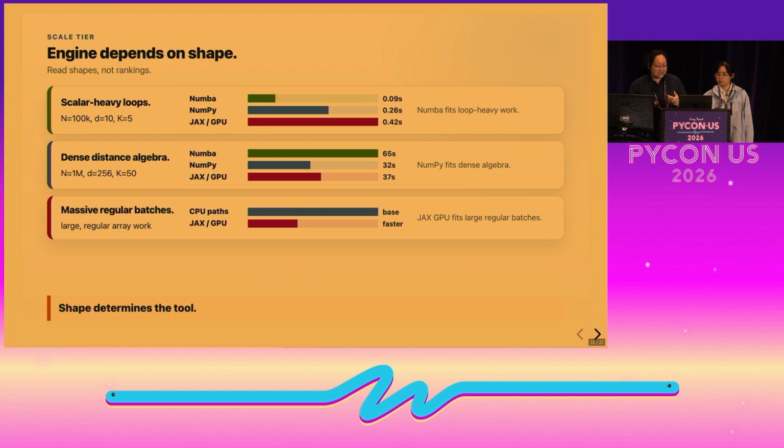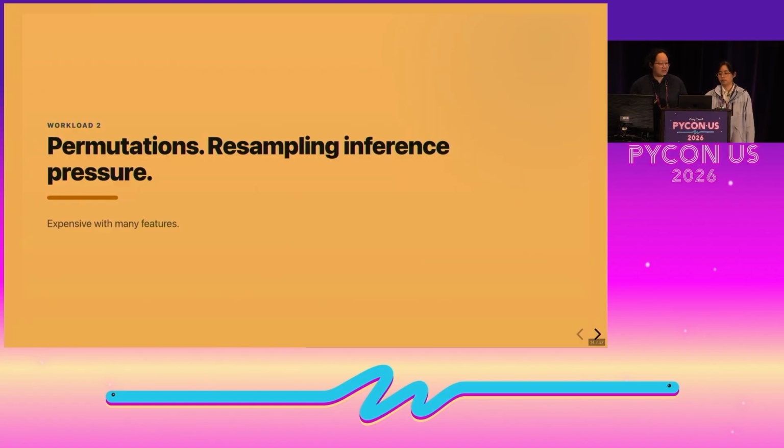So the conclusion is not "Numba is fast" or "NumPy is fast" or "the GPU is best." The conclusion is: validate the result first, and then identify what the bottleneck shape is. Finally, we can choose suitable tools that fit that shape. Then we continue to the second workload.